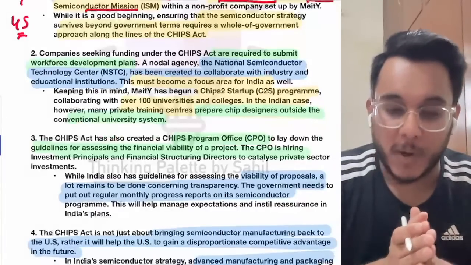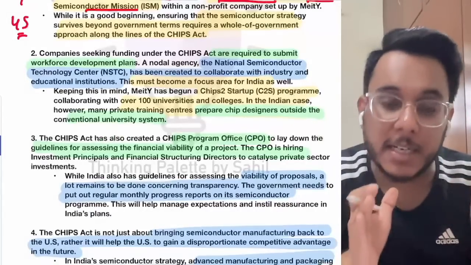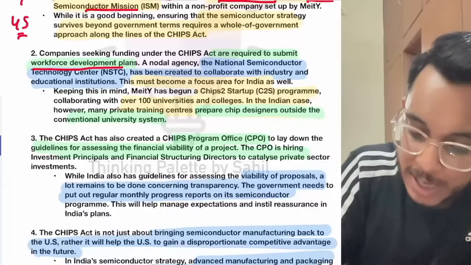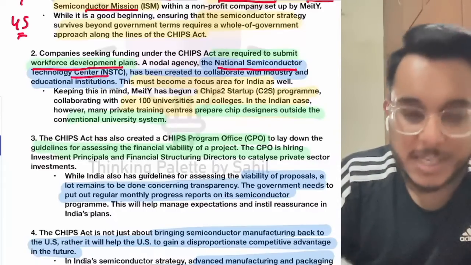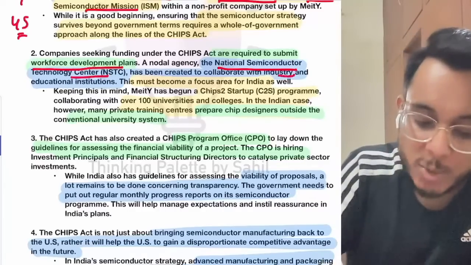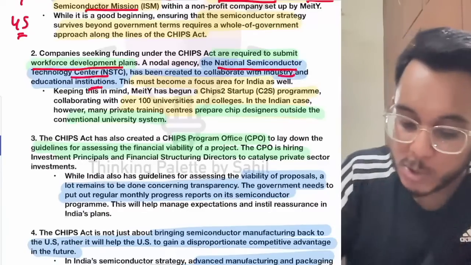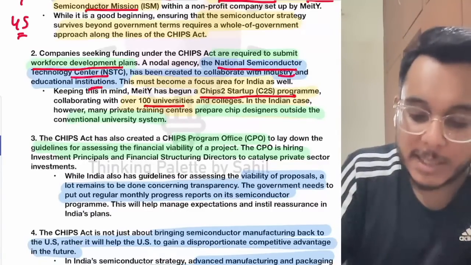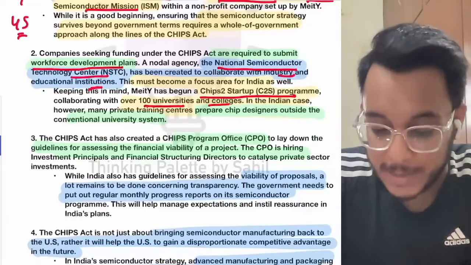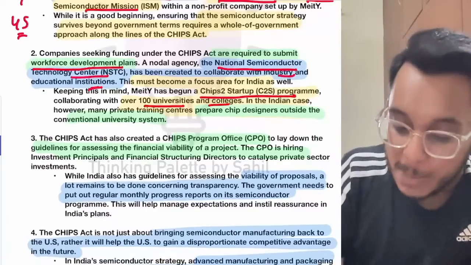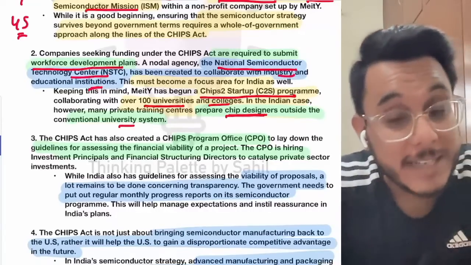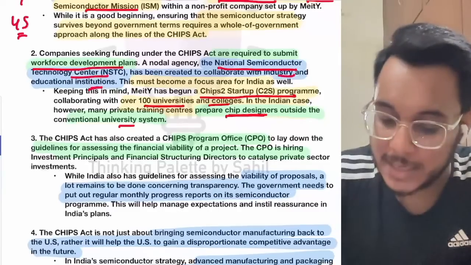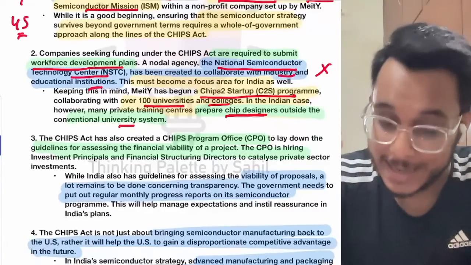Next, it has been provided that in the USA, the companies who want funding under the CHIPS Act have to submit their workforce development plan to the National Semiconductor Technology Center, which has been created. It will collaborate with industry, educational institutions, etc. Now in India also, we have come with the CHIPS to Startup program, and it will collaborate with 100 universities and colleges. But guys, understand at the same time that many chip designers are outside the conventional university. How do we reach them? For that, there is no focus in India, but in America, it is there.